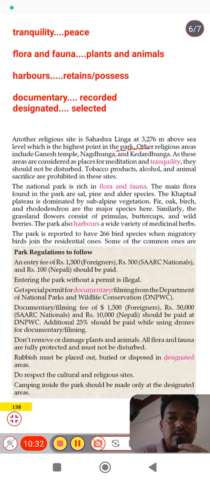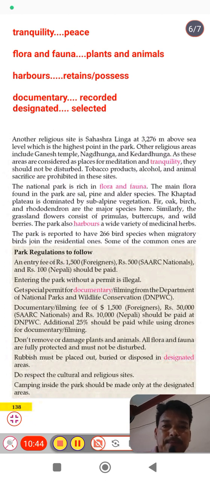There are other religious areas, including the Ganesha temple, Nagdhunga and Kedardhunga. These are the most famous religious sites. These areas are considered places for meditation and tranquility. These are well known for meditation and peace. They are very peaceful places, known for yoga and meditation.